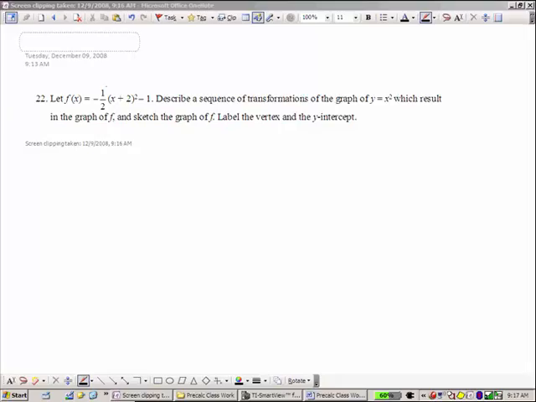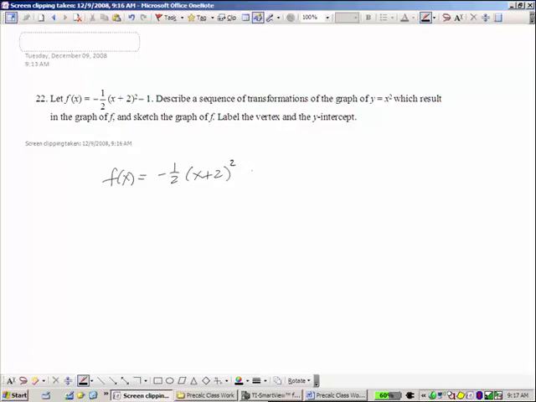So here we have a function f of x equals negative 1/2 (x plus 2) quantity squared minus 1. And here's the claim I'm going to make. I claim that this function is a lot like x squared, except we've changed it a little bit. We might call x squared the parent function, and by parent function it means that we can shift or compress it, but it's still going to look something like x squared.